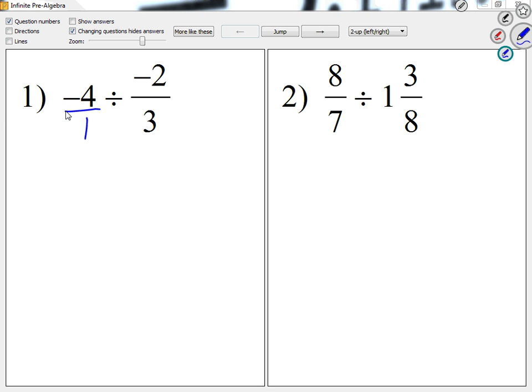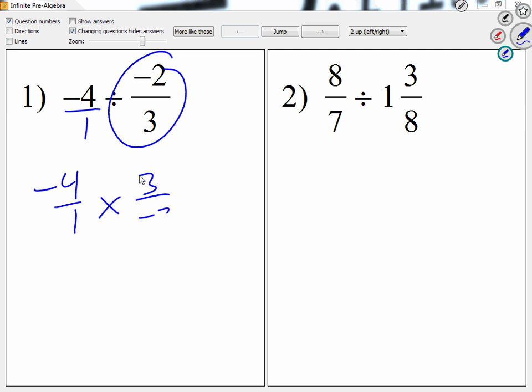Now, I know multiplication was easy, because we just multiplied straight. So division, we're going to change it to multiplication. The only difference is the second fraction, I'm going to flip it. What I mean is, I'm going to go negative 4 over 1 times 3 over negative 2. The second fraction, flip it. We call that the reciprocal.